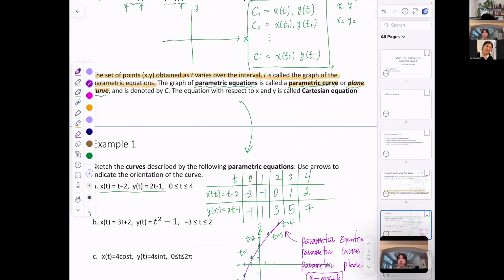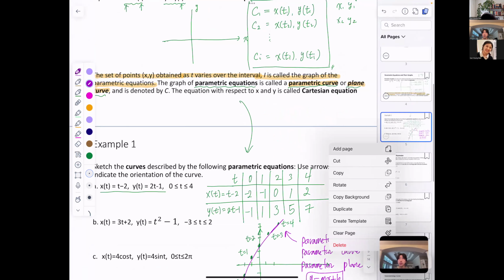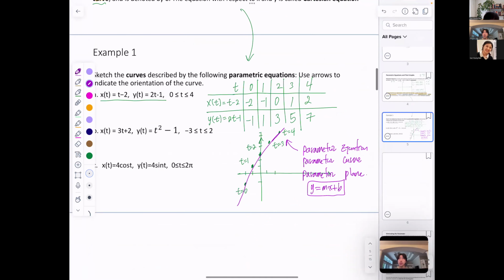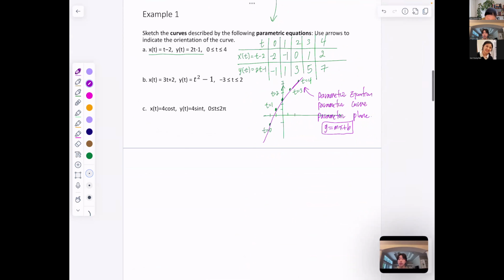I'm gonna make a new page, add page. So here. Let's take a look at B one more time. Okay, here. I have two functions, x and y. Let's keep building the chart. I have a t, and I have x of t equal to 3t plus 2, and I have y of t equal to t squared minus 1.